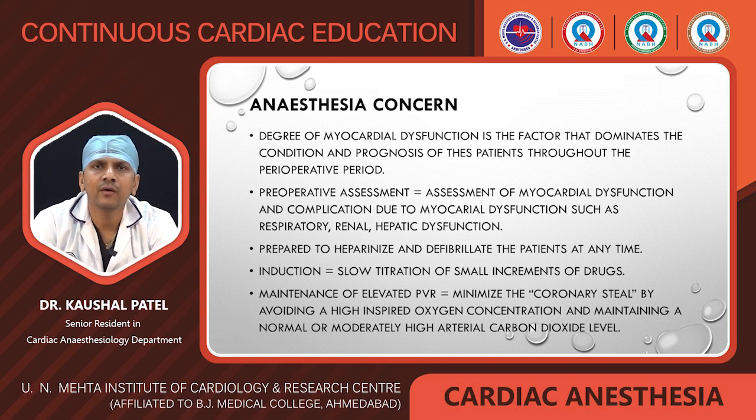PVR. This can cause coronary steal from the right coronary artery to the left and then to the pulmonary artery, or increase the chances of myocardial dysfunction intra-op. So, to minimize the coronary steal, we avoid a high inspired oxygen concentration and maintain a normal or moderately high arterial carbon dioxide level. In this case, FiO2 around 21 to 50% is allowable, with a PaCO2 around 45 mmHg.